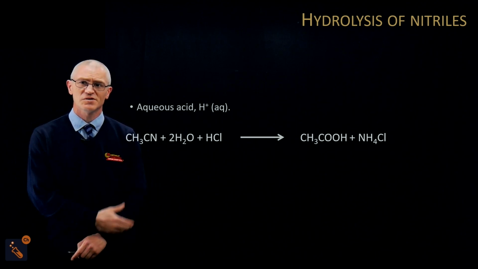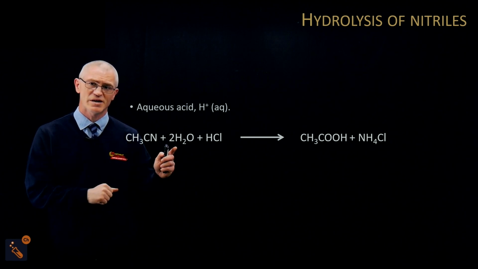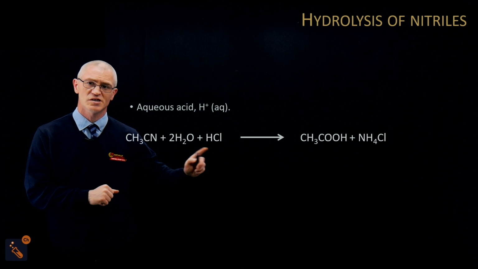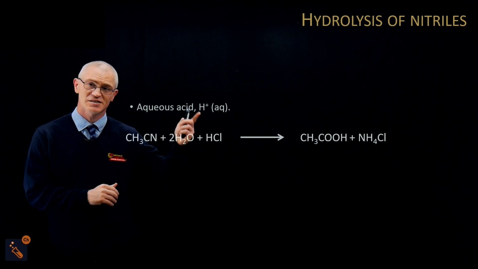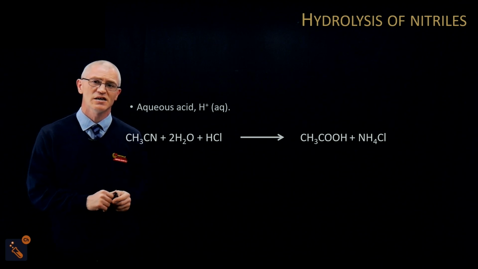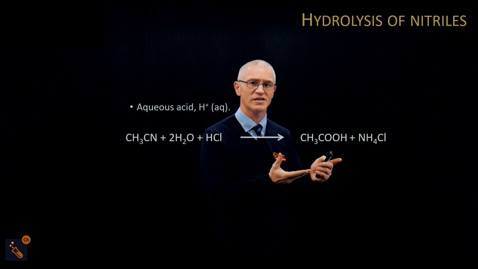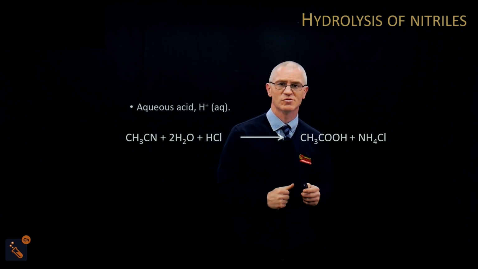So if we take a nitrile here, we've got ethane nitrile. The balanced equation is just to go from water plus HCl in this case. We said H plus aqueous, but HCl is generally what's used. And then that will turn this nitrile into a carboxylic acid, plus this ammonium chloride at the end.